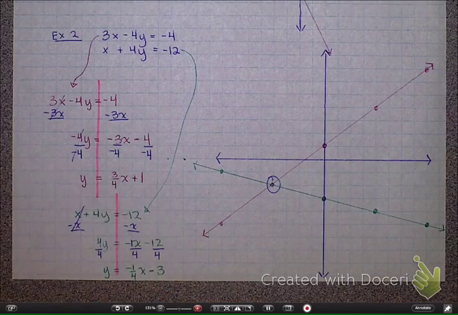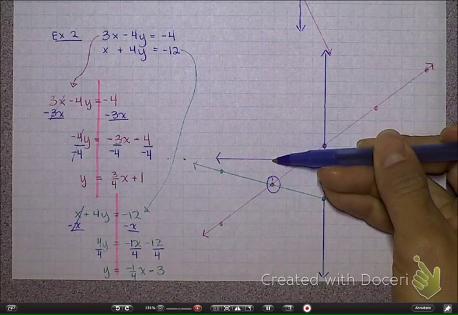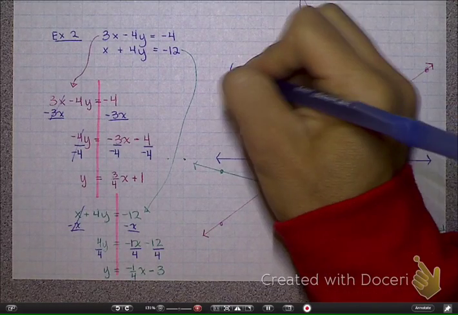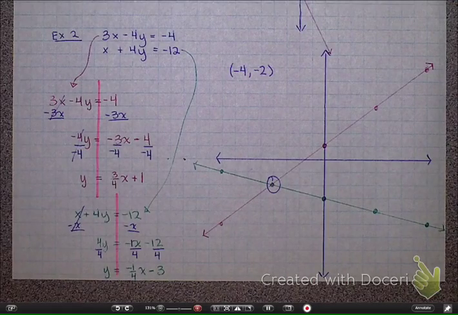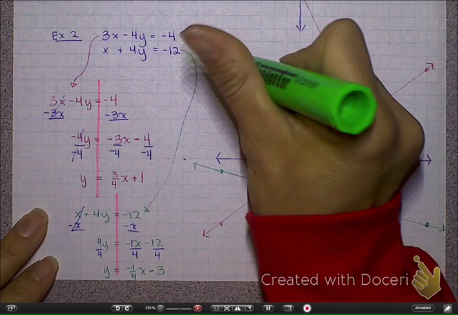So here's what your line looks like. Okay, now here's your intersection point. So what is your actual solution? -4, -2. Okay. All right, are there questions on how we did that one?